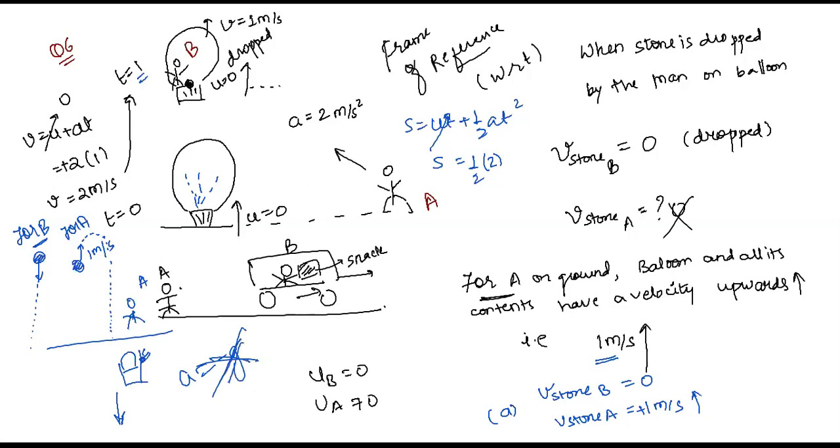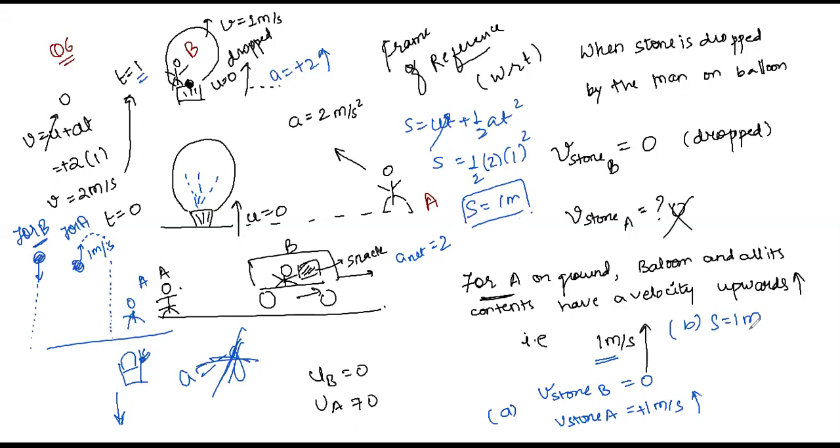Please mind this, because the question says net acceleration, a net is equal to 2. So we'll put 2 here with the positive sign because acceleration is in the upward direction, right? And time t is equal to 1. So you will get S is equal to 1 meter. Correct? So the height of the balloon along with the stone when the stone was dropped is equal to 1 meter. I hope this is clear.